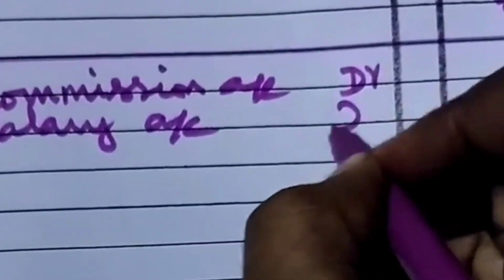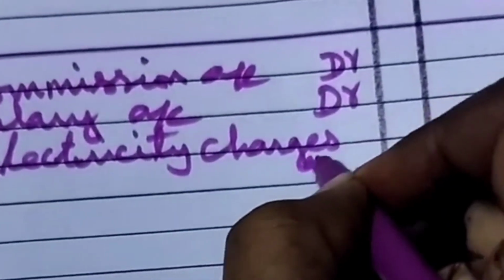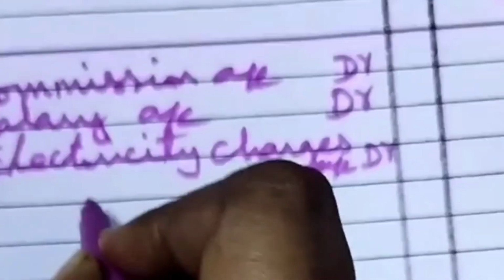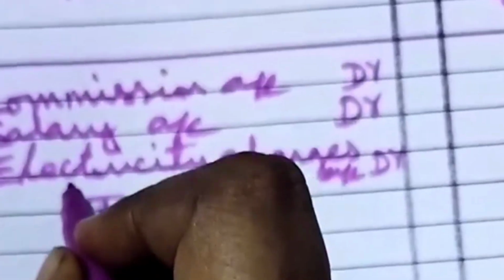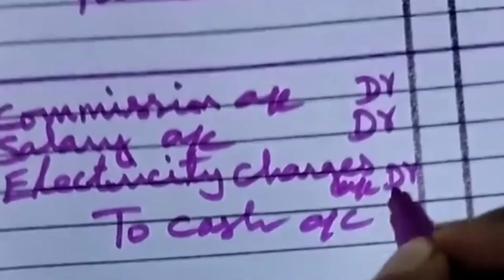Commission account debtor. Then what is given? Salary account also debit, so debtor. Then what is given? Electricity charges. Electricity charges account also debtor, so debit. Then for these expenses and all we are paying cash. So cash account should be credited.